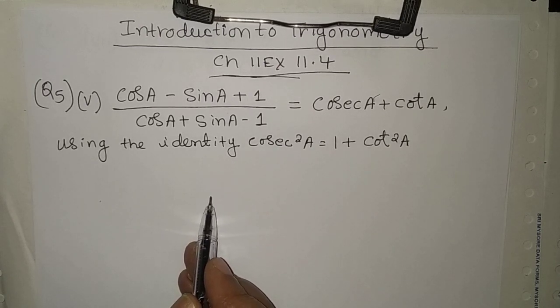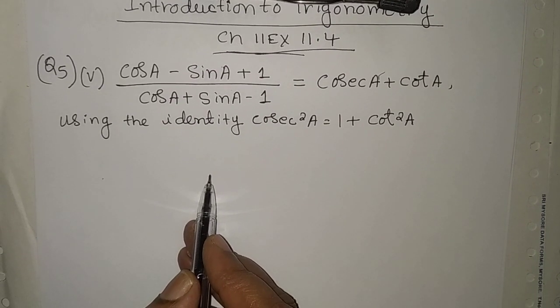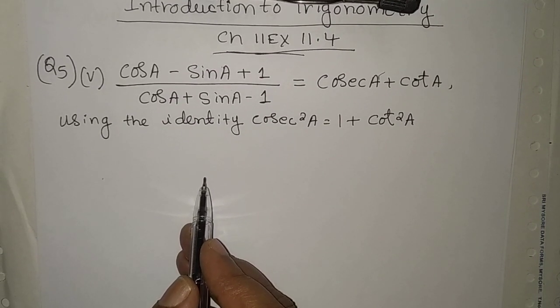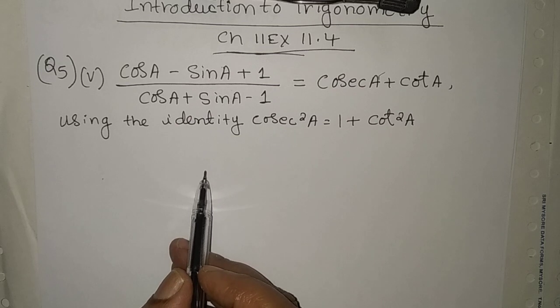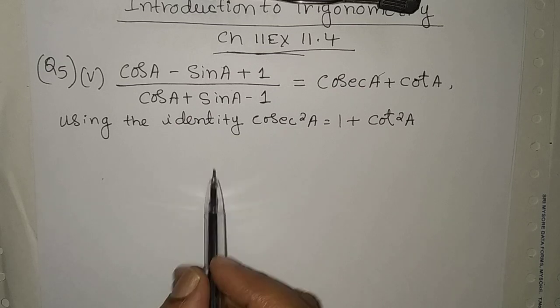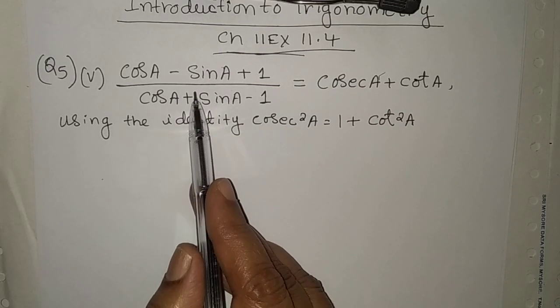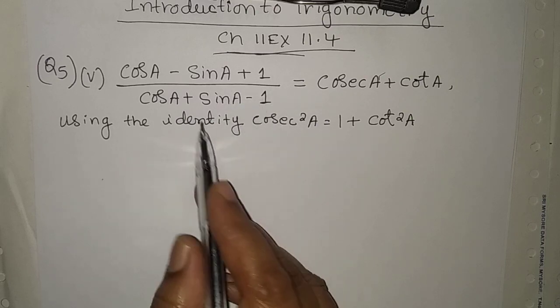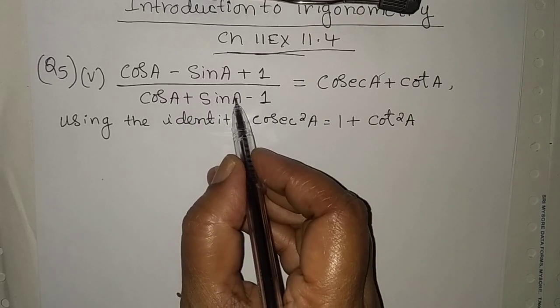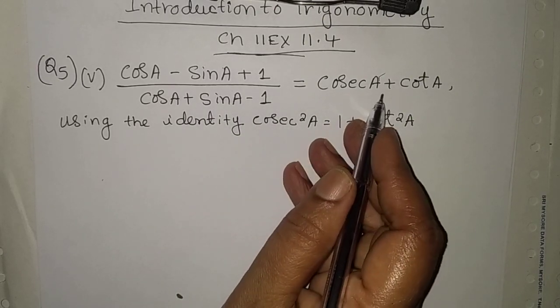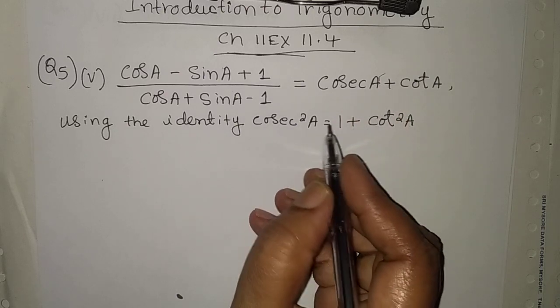Today we'll start the fifth sub problem in question 5. The question given is (cos A minus sin A plus 1) by (cos A plus sin A minus 1) is equal to cosecant A plus cot A.